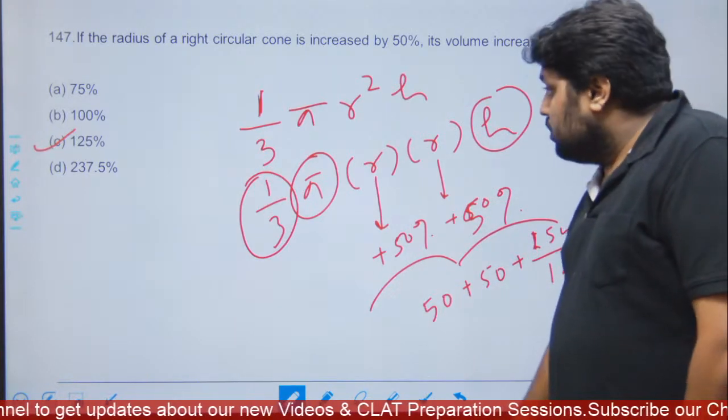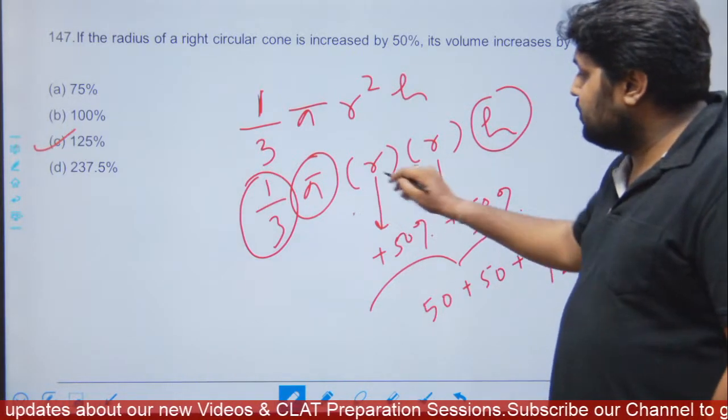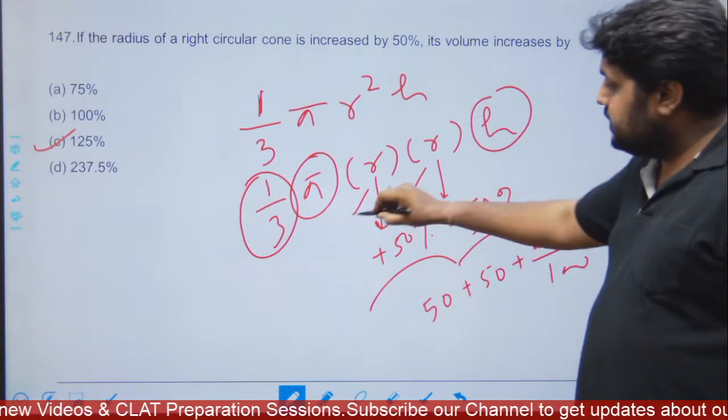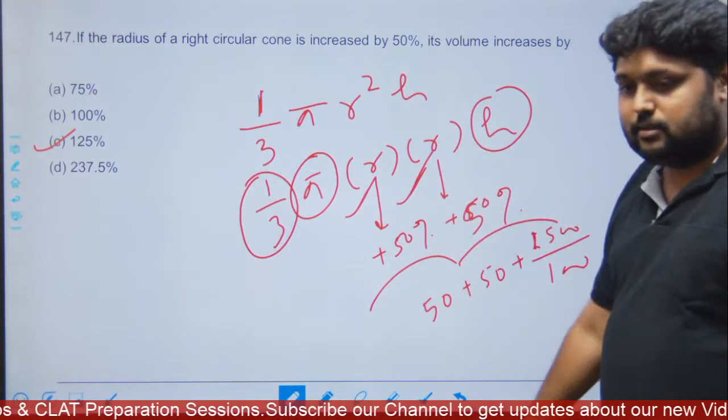Right? So you don't need to apply the successive percentage change 3 times. Only 2 times, because only the radius is changing. There is no change in height, so only radius is changing, so 2 times only.